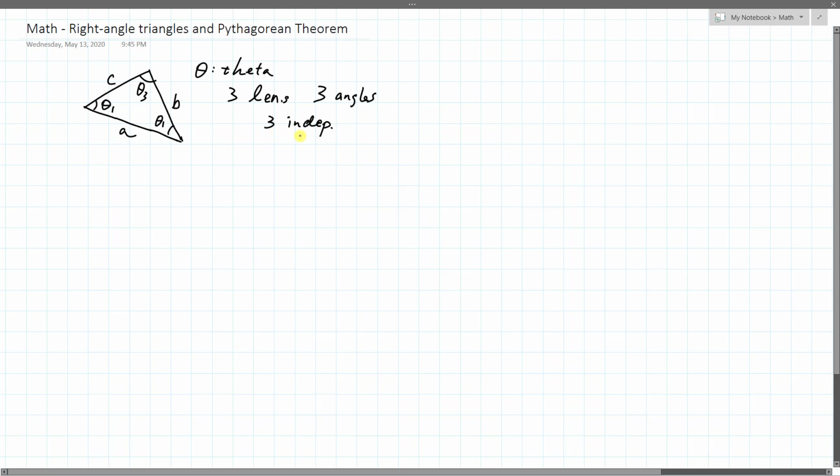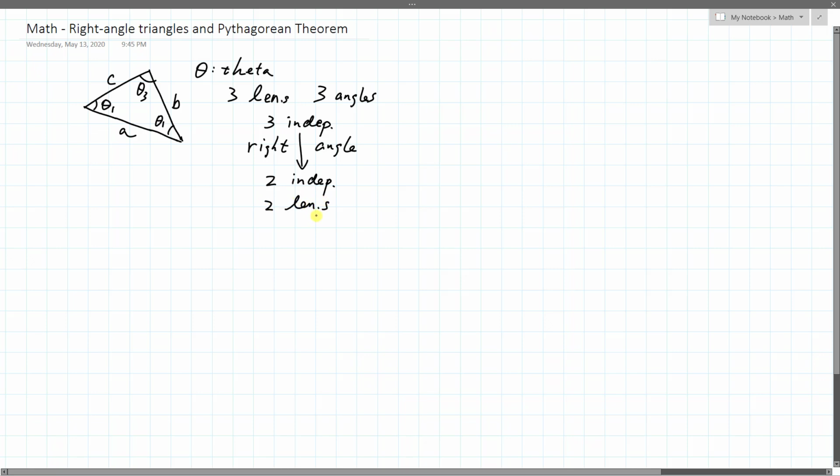This further gets simplified when we're only dealing with right angle triangles. So now we have a right angle. Basically there's only two independent things that we can choose, because one of the things has been chosen as an angle and it is 90 degrees. So we only have two independent things that we can choose. Let's do one of the variations. Let's choose two lengths.